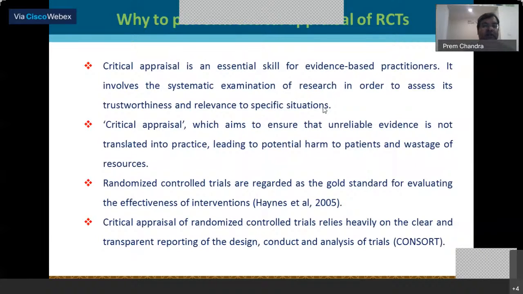So this is why we have to be very careful about judging the validity and reliability of the evidence coming from RCT experiments. And that is why we need the critical appraisal to make sure that the proper method has been used, the proper steps have been used, the proper planning had been placed so that the evidence can be derived with a very sound quality. And randomized controlled trials, we all know, are regarded as the gold standard for evaluating the effectiveness of intervention.